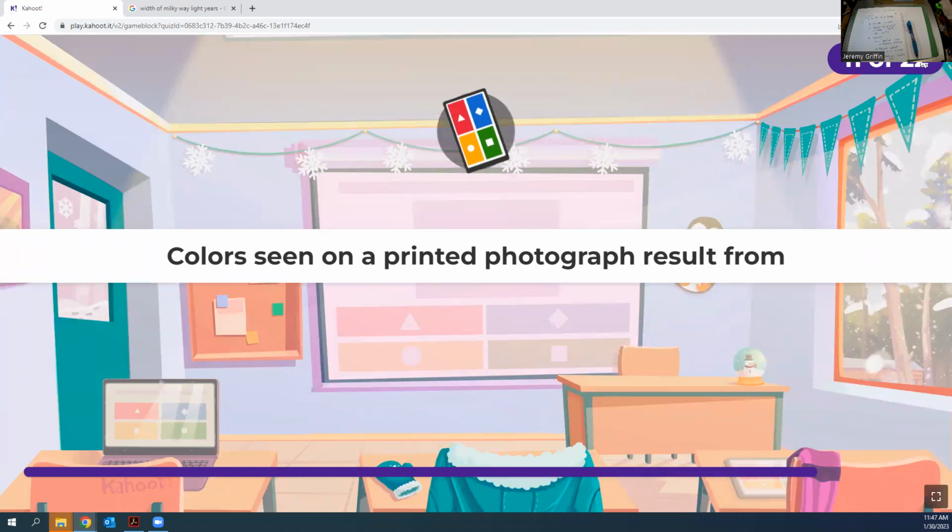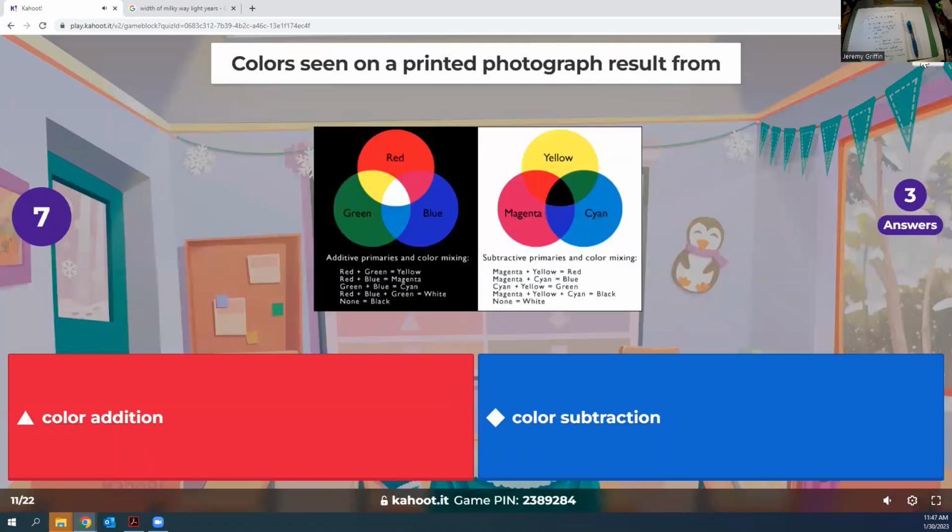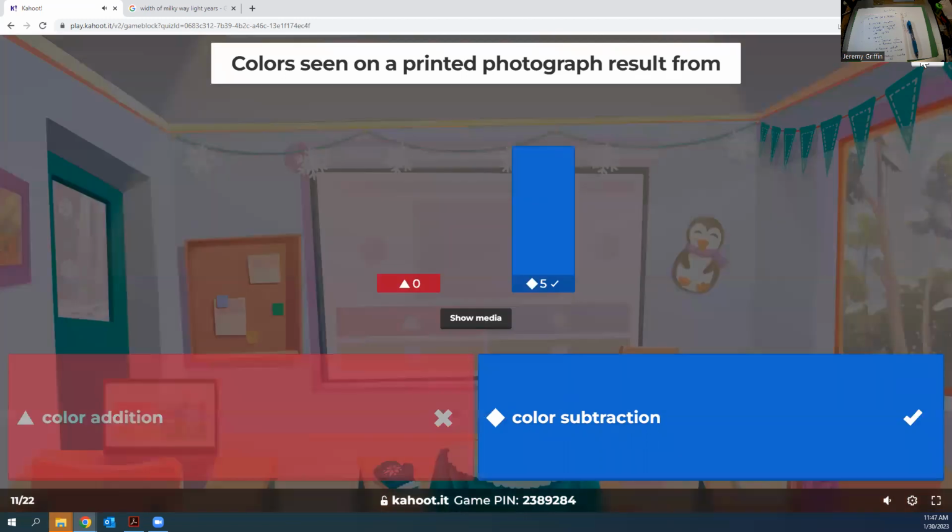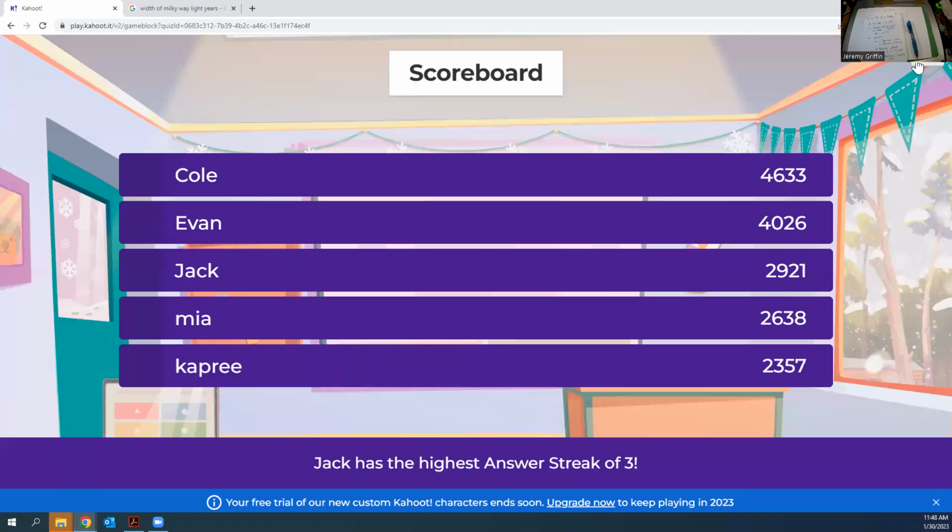Color seen on a printed photograph. There's your color subtraction. So your ink printer. Do you guys remember the colors in your ink printer? Cyan, magenta, and yellow. And if you mix those 3, what if your printer spits out cyan and magenta and yellow all on top of each other? What does that make? That means black. It would look pretty much indistinguishable from black ink because it absorbs all the color. That's subtraction. It's subtracting all the wavelengths one at a time.